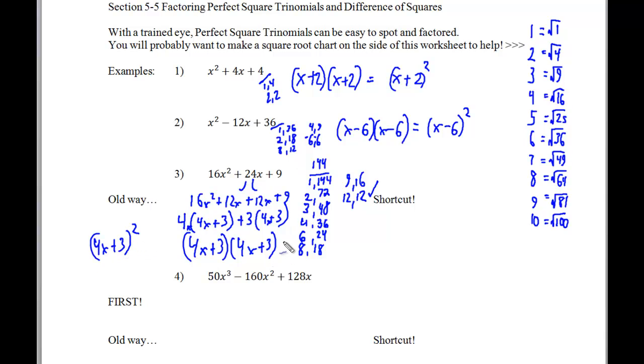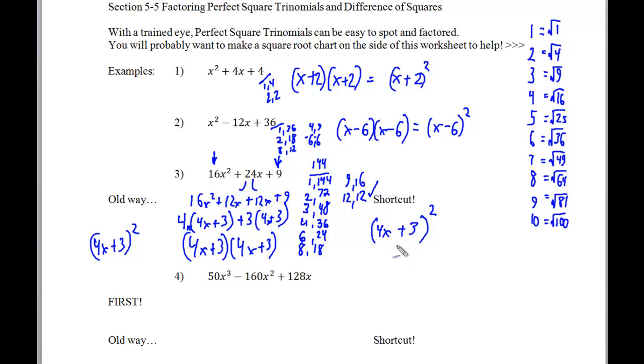So it took a long time to do that problem, a couple minutes. There is a shortcut. The shortcut is if the first term and the third term are in these rootable charts. Like you'll notice the first term is 16 and the last term is 9. What we can do is just make those into our first and last terms of our binomial. Now, since this middle term is a plus, that is going to give us a positive answer right there. So 4x plus 3 quantity squared is going to give us our answer.